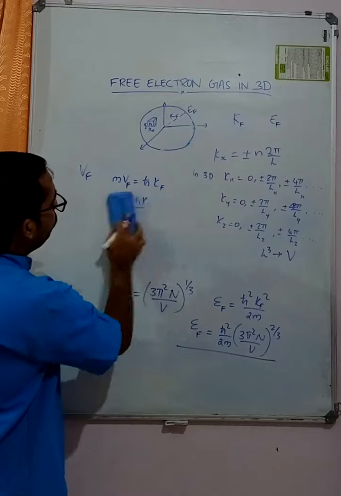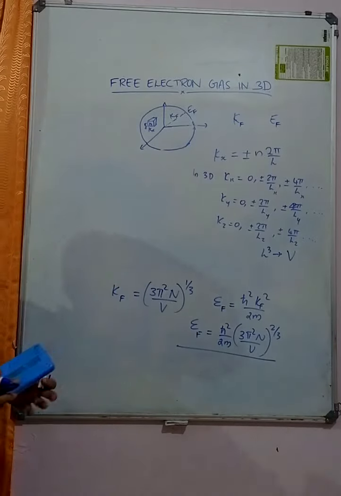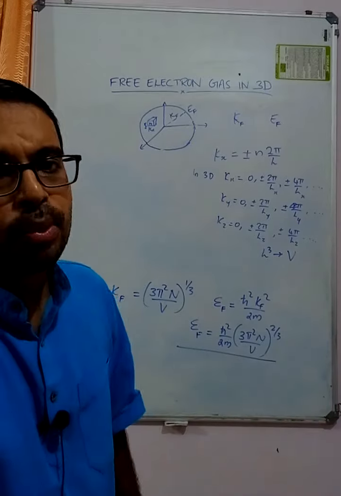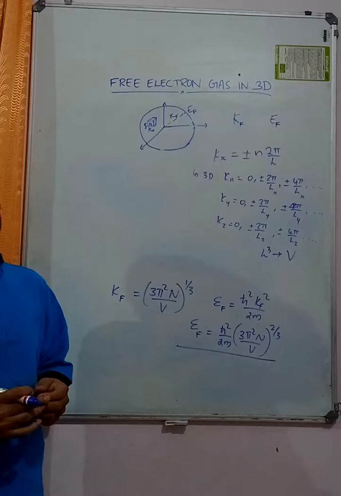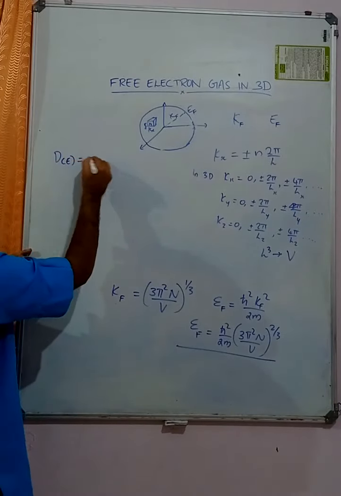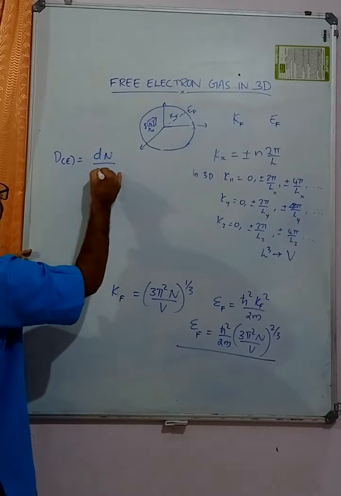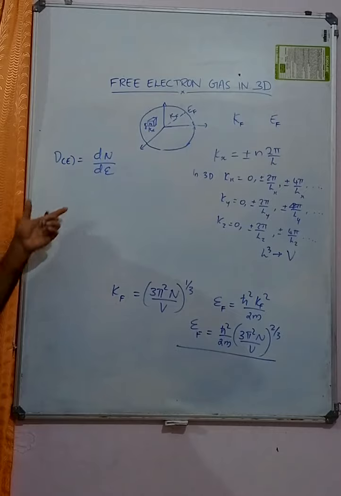Now we need to find the expression for density of states. The density of states is defined as the number of electronic states, the orbitals, per unit energy. So density of states is defined as the number of energy states available within a unit energy interval. So that is dN by dE.